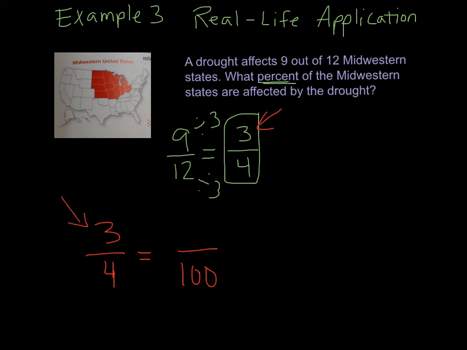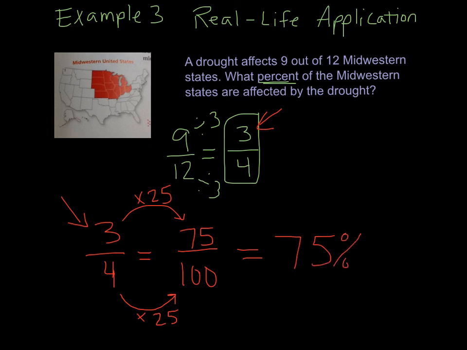4 times what equals 100? Okay, well, we should all know that 4 times 25, it's kind of like counting quarters. There's 4 quarters in a dollar. There's 4 times 25 equals 100. Whatever you do to the bottom, you're going to do to the top. We should know that 25 or 3 quarters would equal 75. That's kind of how I've always done it. So we should know that a percent would equal 75%, and it would be of the Midwestern states are affected by the drought.